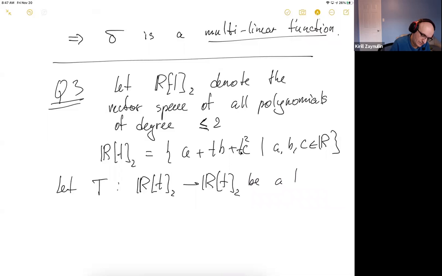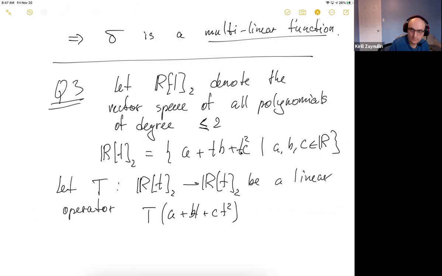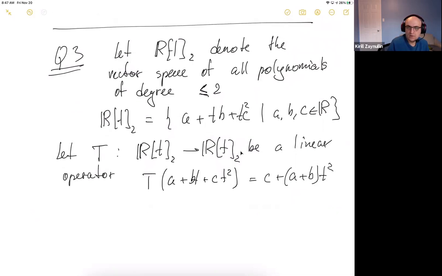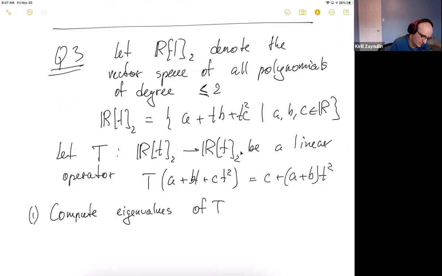Let T be a linear operator defined by T applied to a + bt + ct² is c + a + bt², for instance. Now the question is: first, compute the eigenvalues of T. Let me just do it case by case. So the first question is to compute the eigenvalues of T.